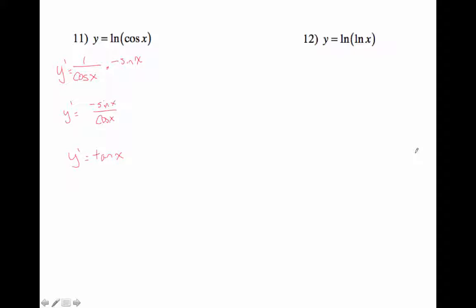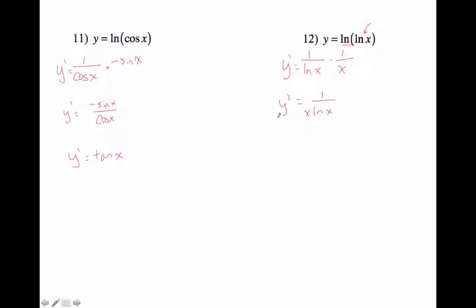All right, let's look at number 12. Now I've got two natural logs being composed with each other. In order to take that derivative, we're going to first start with the outermost natural log. Its derivative is 1 over whatever's inside, so 1 over ln x. But then we've got to multiply that by the derivative of the inside, which is just 1 over x. So combined into one fraction, the derivative of the natural log of ln x is 1 over x ln x.